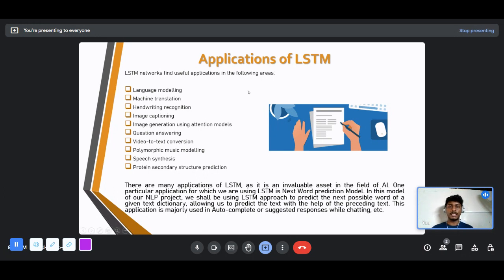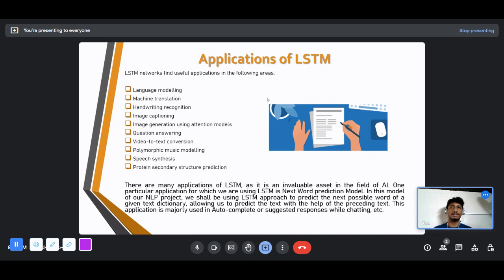Similarly, one particular application for which we are using LSTM is the next word prediction model. In this model of our NLP project, we shall be using the LSTM approach to predict the next possible word of a given text dictionary, allowing us to predict the text with the help of the preceding text available.